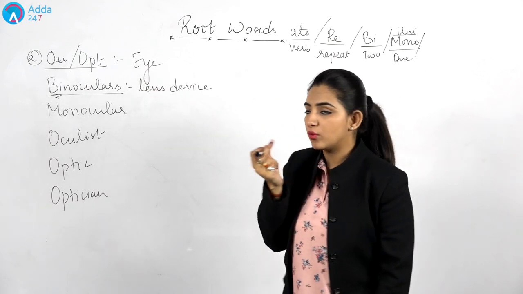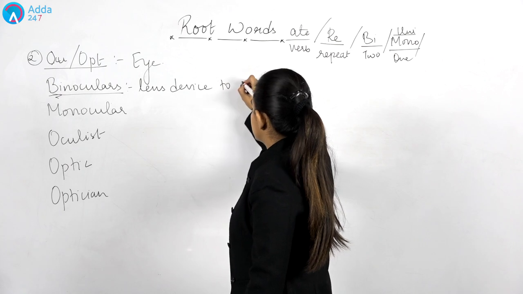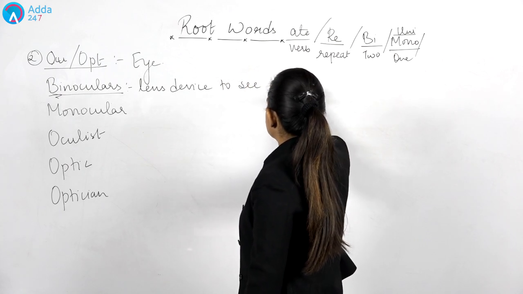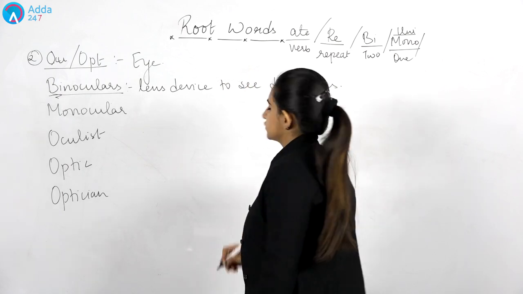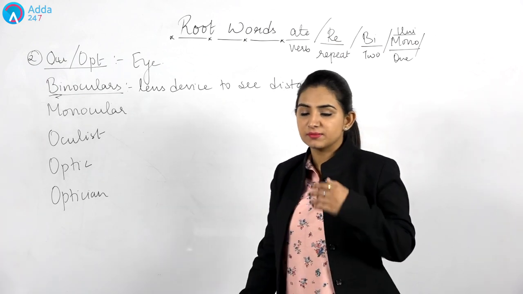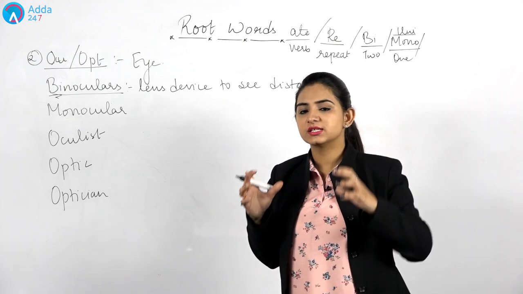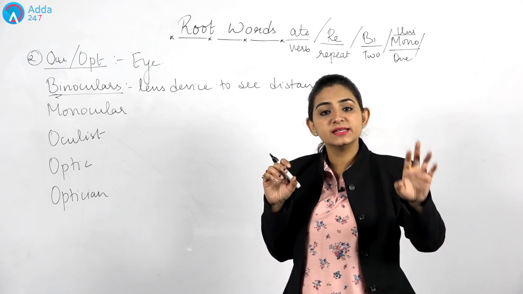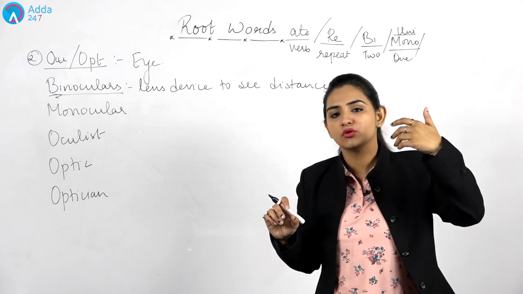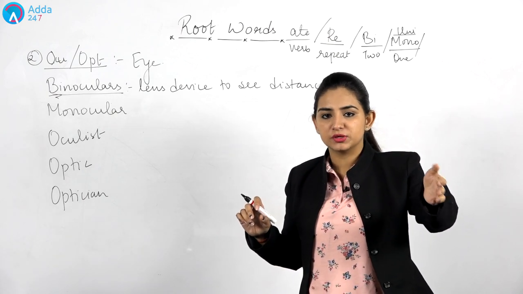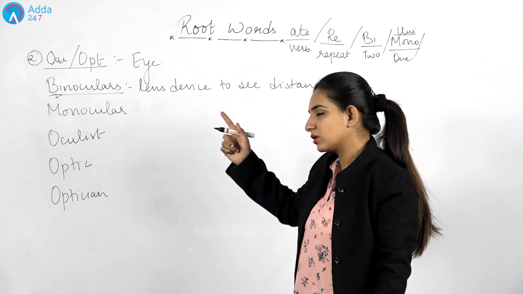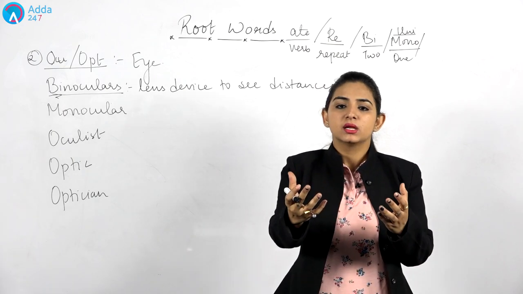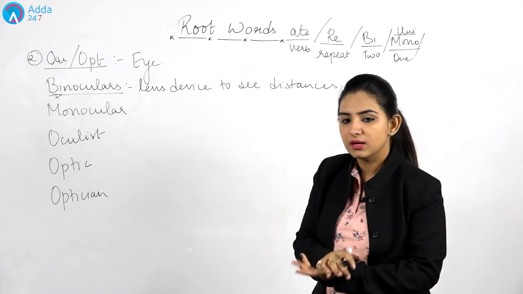Lens device for both the eyes to see distances. That means if something is far off from you, you can easily use a binocular to fit in the lenses, and then you can easily see what is there. No matter that that thing or that person is really far from you, binoculars can help you out in looking at that thing or at that person.